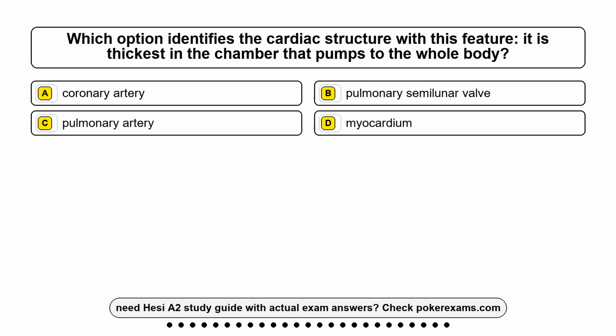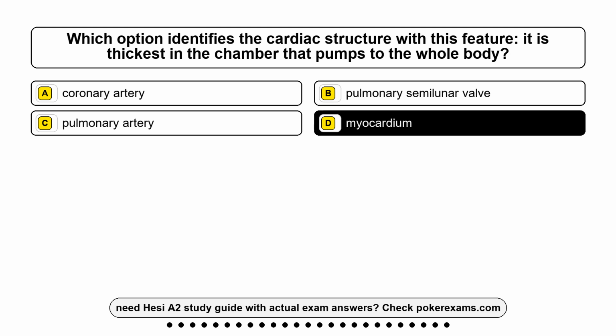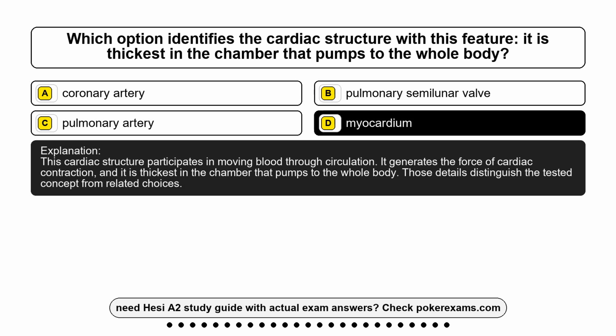Question 10. Which option identifies the cardiac structure with this feature? It is thickest in the chamber that pumps to the whole body. Option A, coronary artery. Option B, pulmonary semilunar valve. Option C, pulmonary artery. Option D, myocardium. The correct answer is option D, myocardium. This cardiac structure participates in moving blood through circulation. It generates the force of cardiac contraction, and it is thickest in the chamber that pumps to the whole body. Those details distinguish the tested concept from related choices.